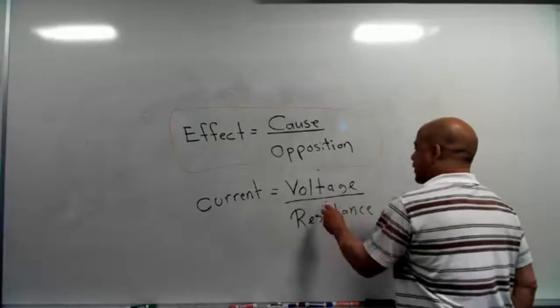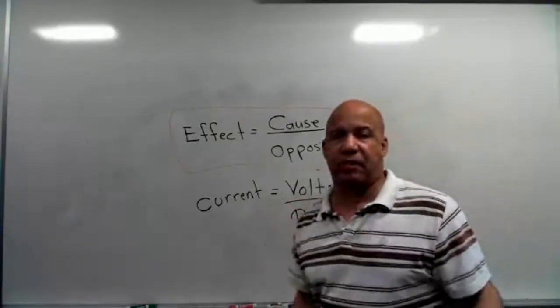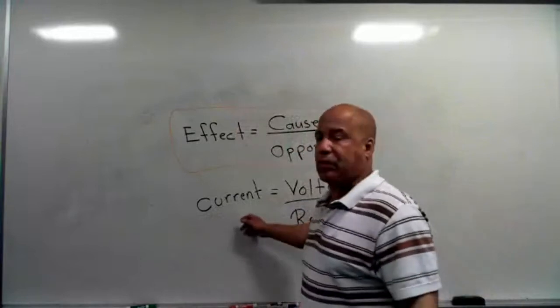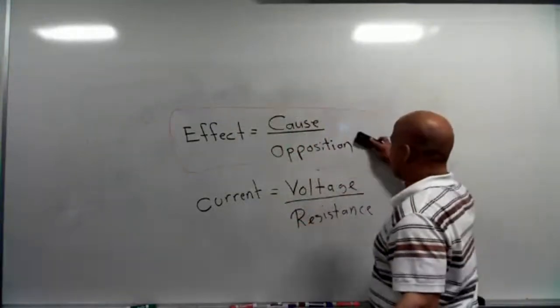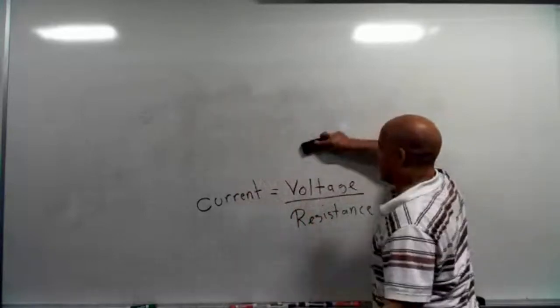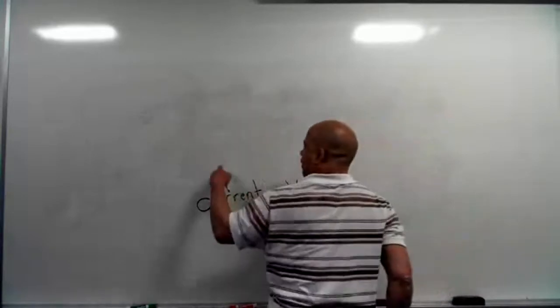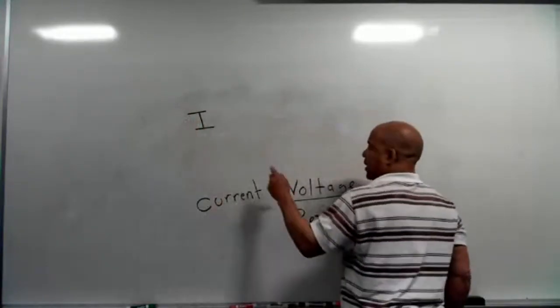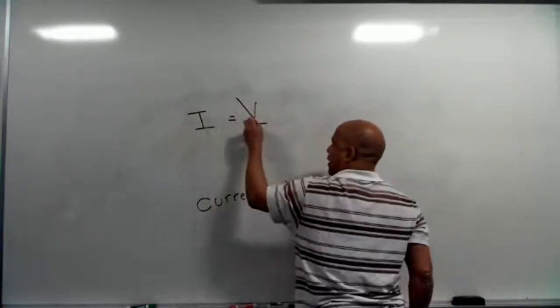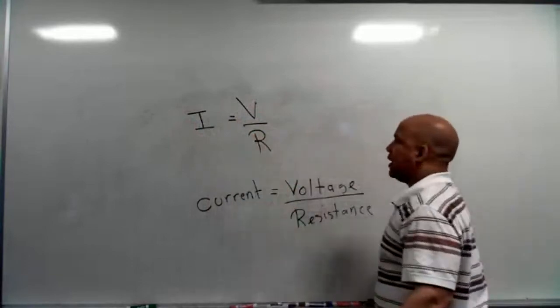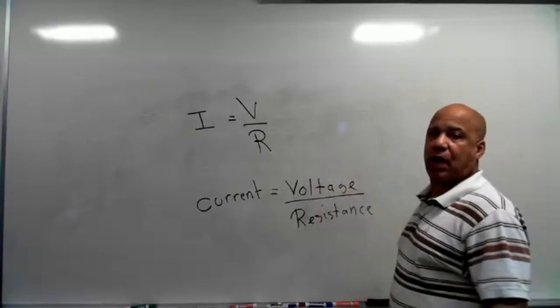resistance. And so engineers and scientists don't like writing out stuff like this. Number one, we're not very good spellers. Number two, it takes too long. So what we're going to do is use symbols to represent these words, but this is the relationship. So for current, we said we're going to use a capital I. For voltage, we're going to use a capital V. And for resistance, we're going to use a capital R.